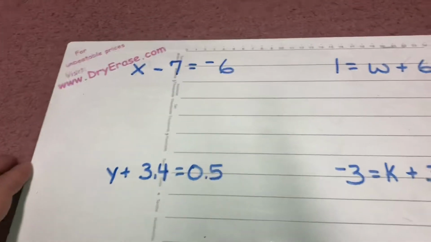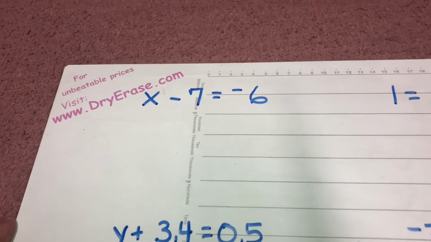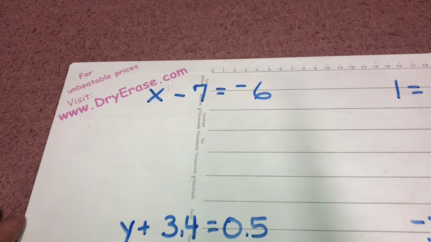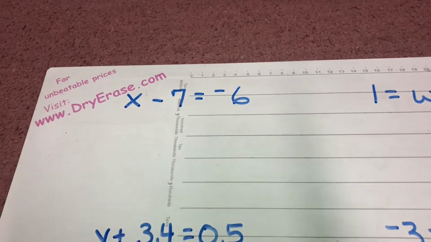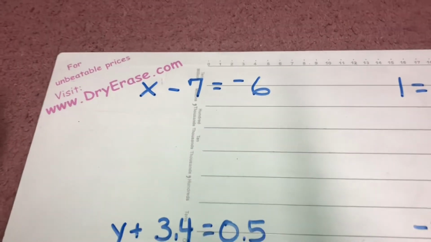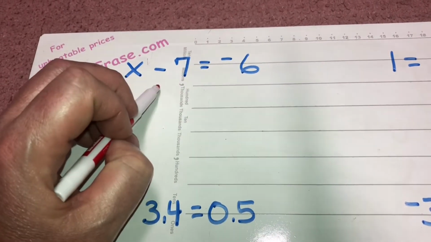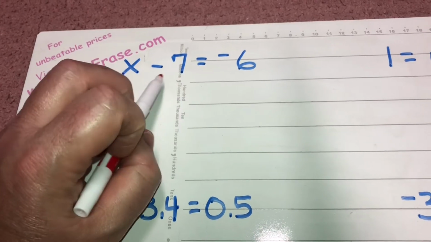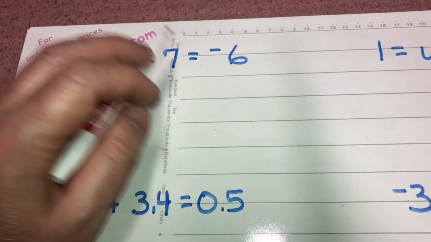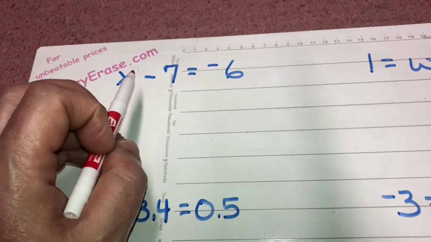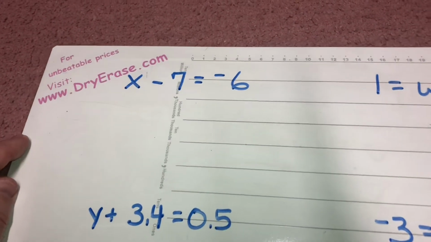Here's an example with addition and subtraction. Your assignment today is going to be divided into two parts: adding and subtracting, and multiplying and dividing. So here's x minus 7 equals negative 6. Whenever I want to isolate the variable, I have to think about what's on each side of the equation. We have two sides, the left of the equal sign and the right of the equal sign.